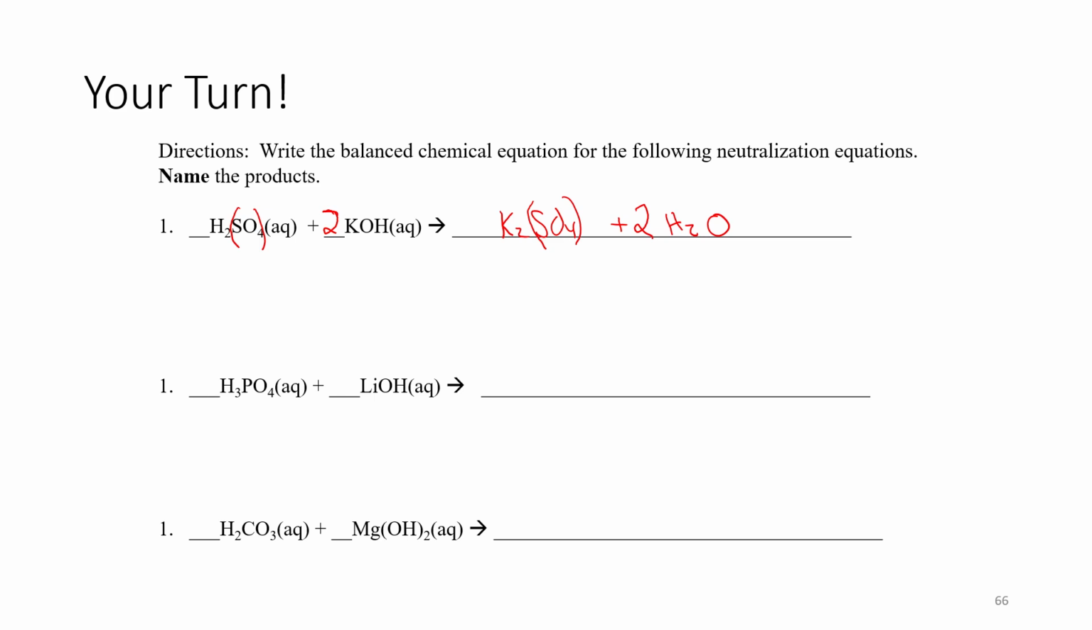So if we go ahead and start over just to confirm everything, we have 4 hydrogen total on the left side. We have 4 hydrogen total on the right. We have 1 sulfate family, 1 sulfate family. We have 2 potassium, and we have 2 oxygen on each side. So it's balanced. Now to name these, this is potassium sulfate. And this is water, but in order to name it correctly, dihydrogen monoxide.